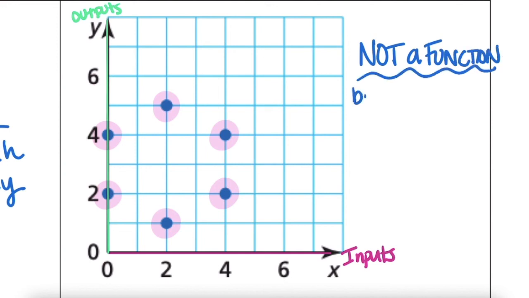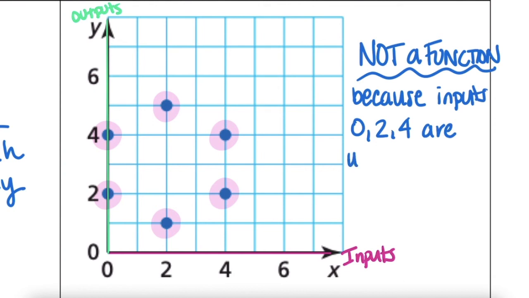And the reason why is because our inputs, 0, 2, and 4, are used more than once.